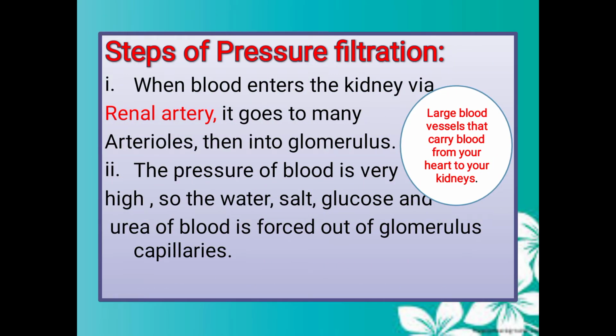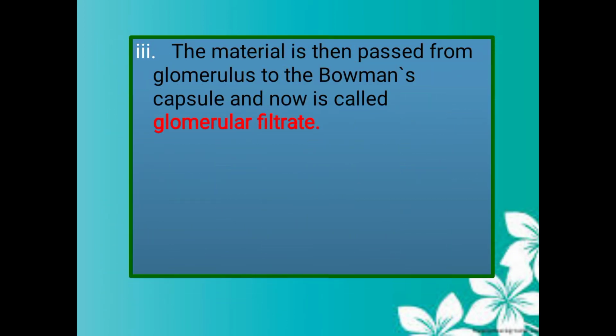So how do the steps of pressure filtration take place? The first step is that when blood enters the kidney via the renal artery, it goes into many arterioles, then into the glomerulus. The pressure of blood is very high in the glomerulus, so the water, salt, glucose, and urea of blood is forced out of the glomerulus capillaries. The material then passes from the glomerulus to the Bowman's capsule, and in the Bowman's capsule, that material is termed glomerular filtrate.